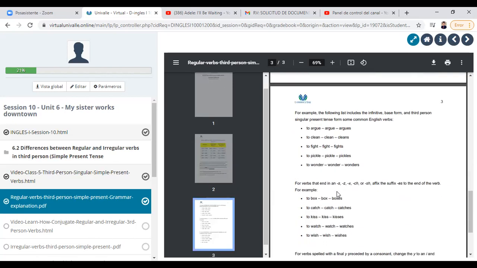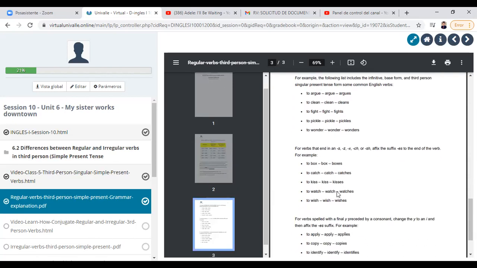For example, the following list includes the infinitive base form and third person singular present tense for some common English verbs: to argue, argues; to clean, cleans; to fight, fights; to wonder, wonders. Rule number 2 is for verbs that end in S, Z, X, ZH, or SH: affix the suffix ES to the end of the verb. For example, to box, boxes; to catch, catches; to kiss, kisses; to watch, watches; to wish, wishes.